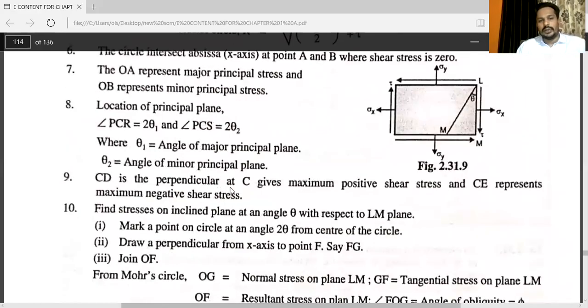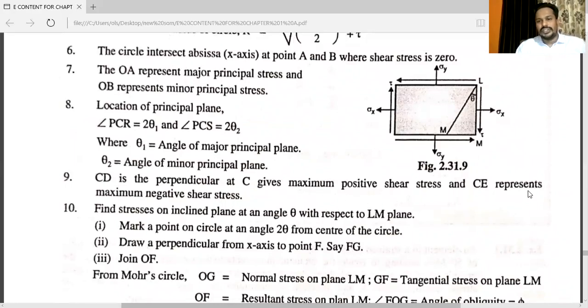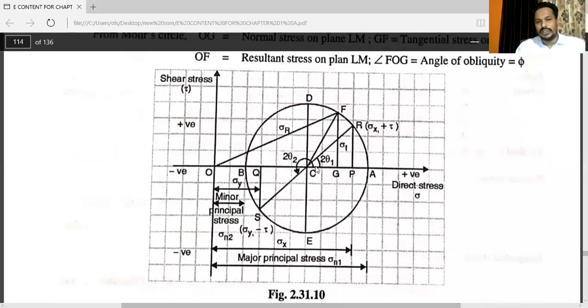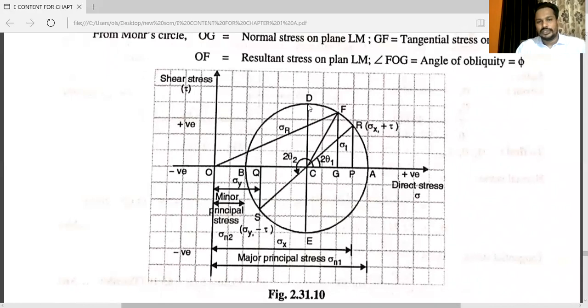CD is the perpendicular at C, which gives maximum positive shear stress, and CE represents maximum negative shear stress. C to D is the maximum shear stress. Here C to E is negative, and this one is a positive shear stress.